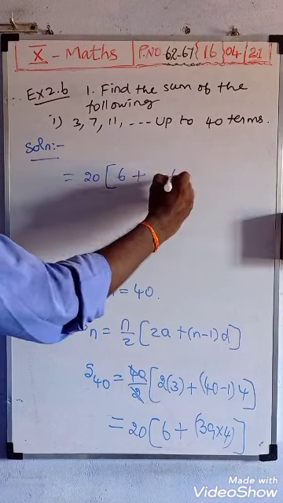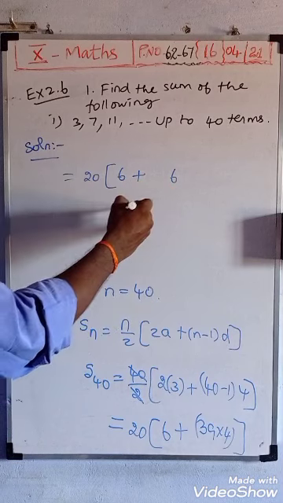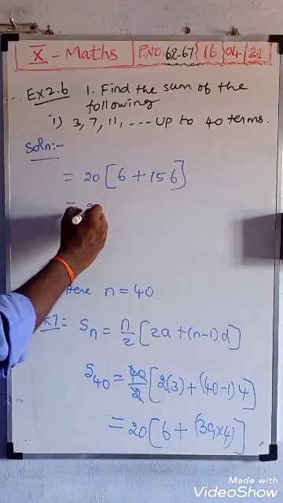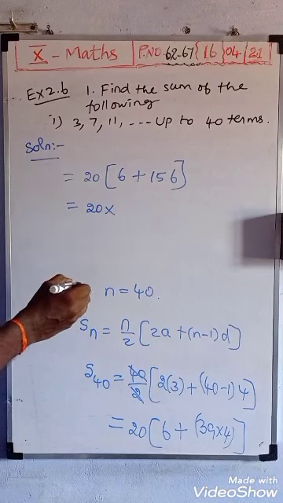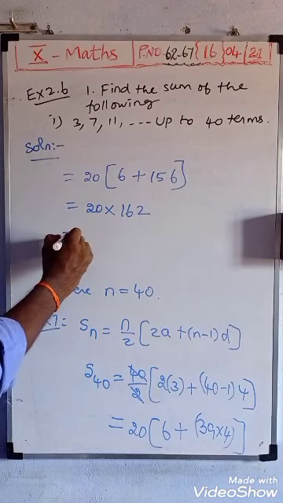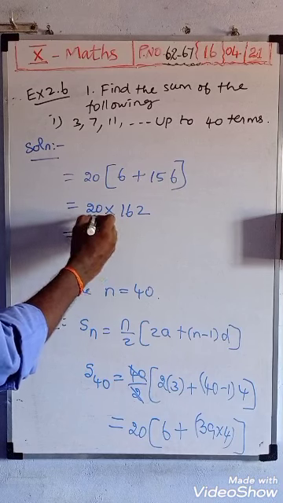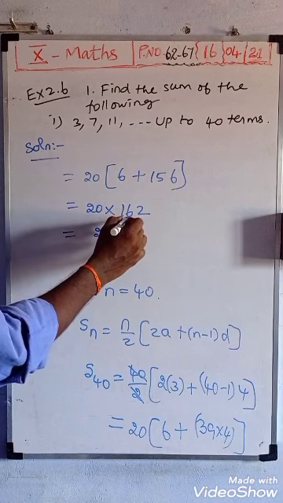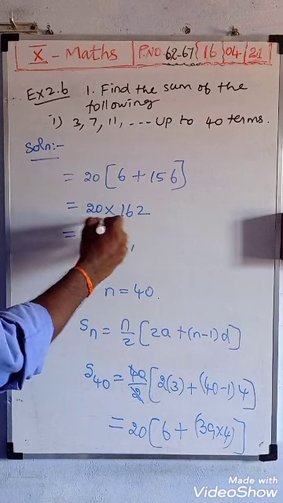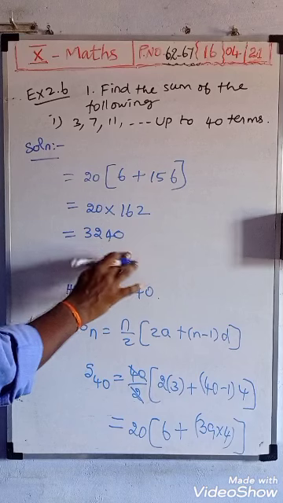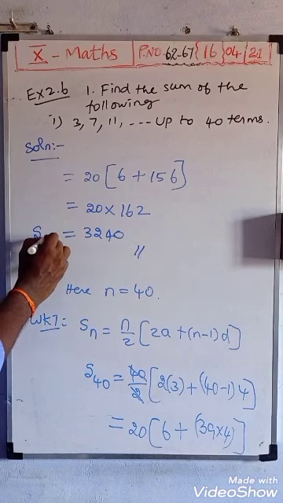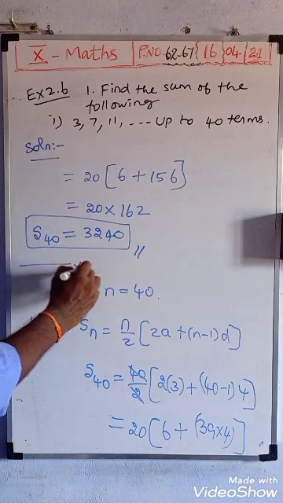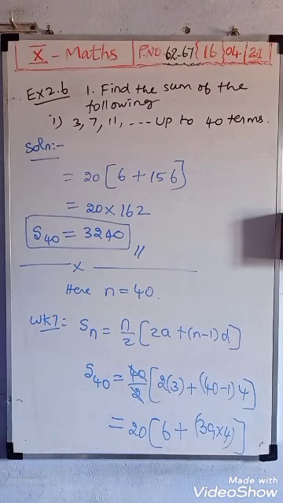9 4s are 36, 3 4s are 12, 12 plus 3 is 15. So 156. Then 20 into 156 plus 6, you should have 162. So you should multiply 162 into 20: 2 2s are 4, 6 2s are 12, 1, then 2 1s are 2, 3. So the sum of 40 terms, you will receive the answer 3240.